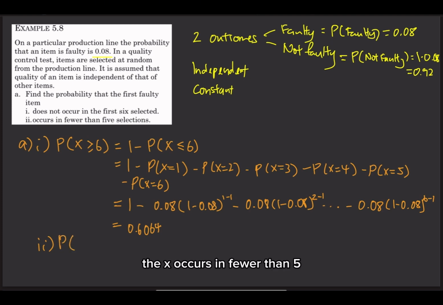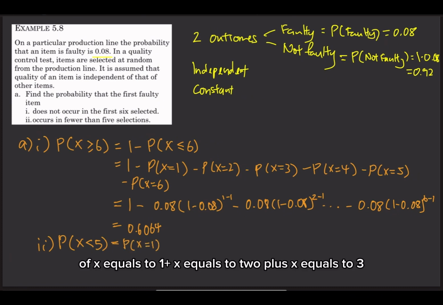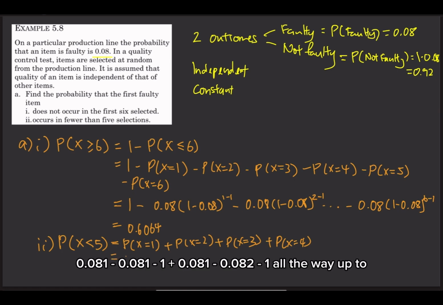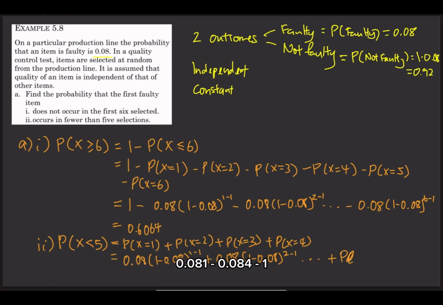And for part 2, occurs in fewer than 5 selections. That means the probability that x is less than 5, which is the probability of x equals 1, plus x equals 2, plus x equals 3, plus x equals 4. So you can take 0.08 times (1 minus 0.08) to the power of 1 minus 1, plus 0.08 times (1 minus 0.08) to the power of 2 minus 1, all the way up to 0.08 times (1 minus 0.08) to the power of 4 minus 1. And you will get the answer 0.2836. And that is your final answer.